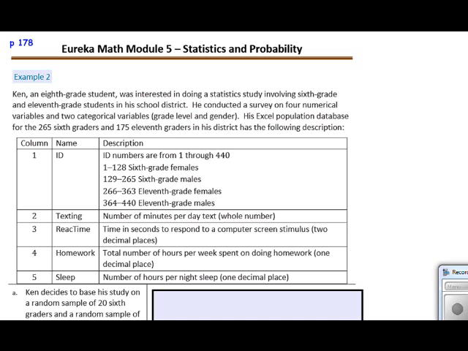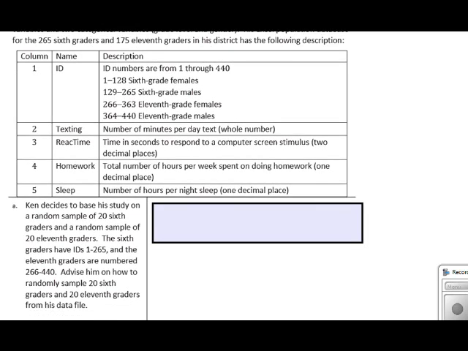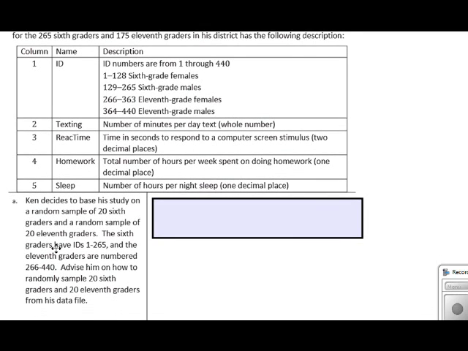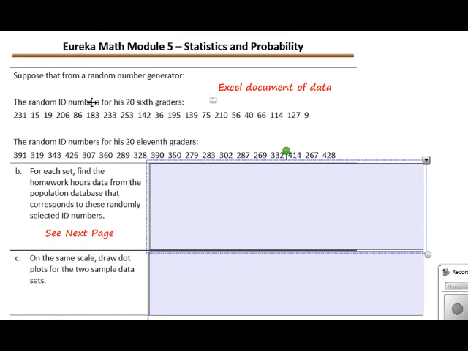Ken decides to base his study on a random sample of 20 6th graders and a random sample of 20 11th graders. Now, we reviewed how to conduct a random sample on question A, so you can review that if you would like to. Suppose that a random number generator produced these ID numbers for 20 6th graders. Then you go to the Excel document of data and look up these ID numbers and find out how many hours of homework that student completed.